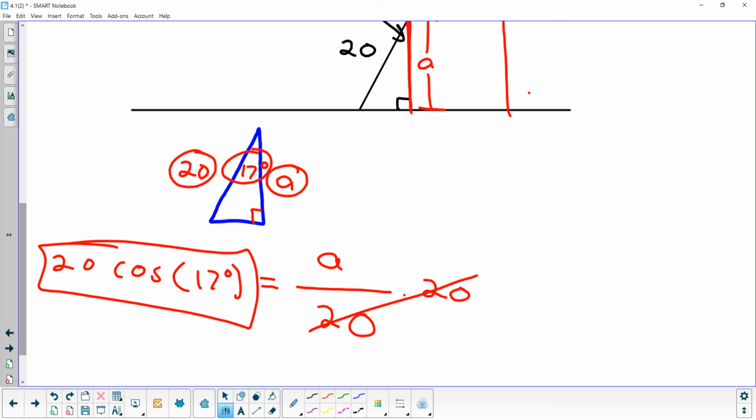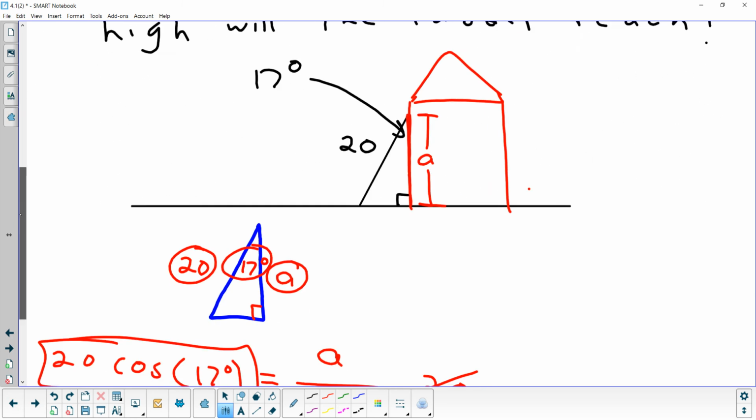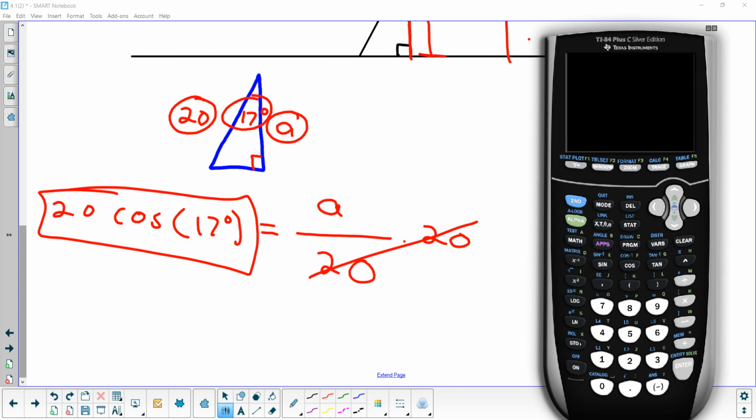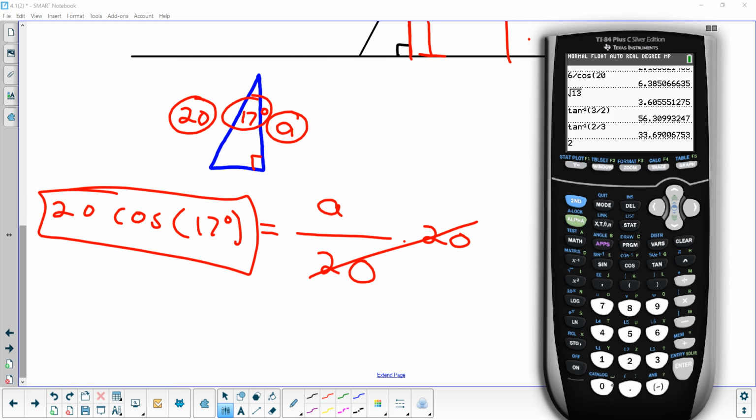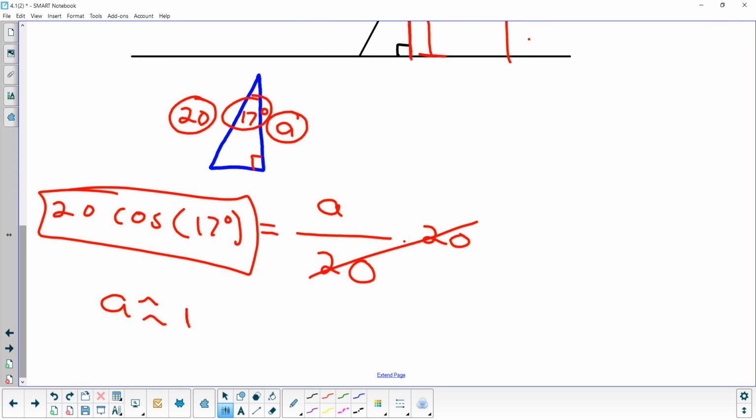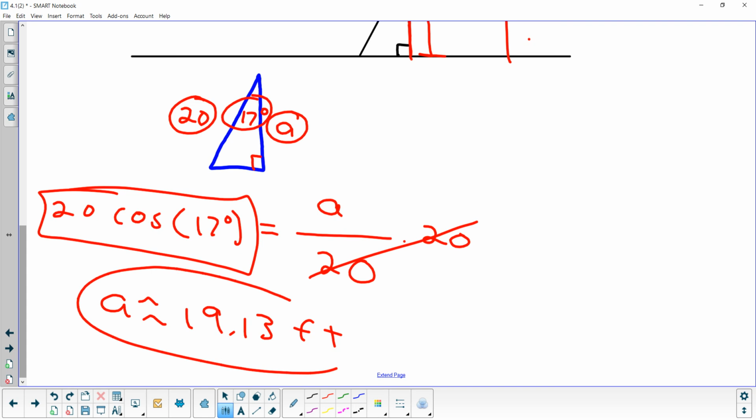If you put the ladder on an angle, is it going to reach higher than 20 feet or less than 20 feet? Just think about it from common sense. Less, right? It's going to be a little lower. Let's see what this comes out to. 20 cosine 17 comes out to about 19.13 feet. So putting it on that much of an angle, the top of the ladder won't be quite at 20 feet. It'll drop down a little bit.